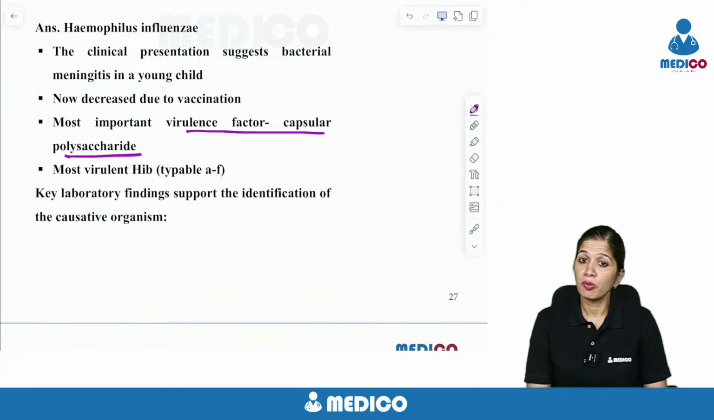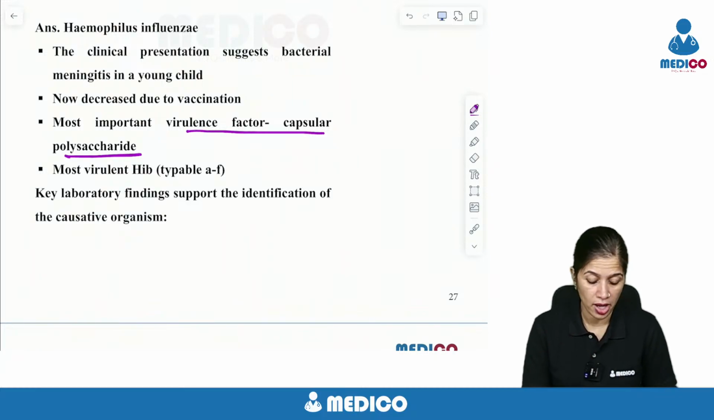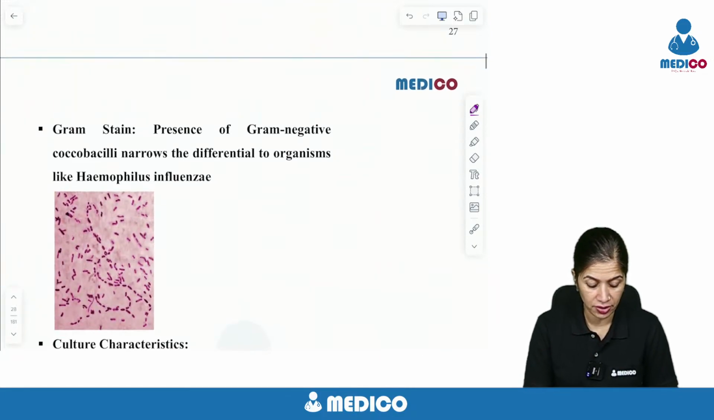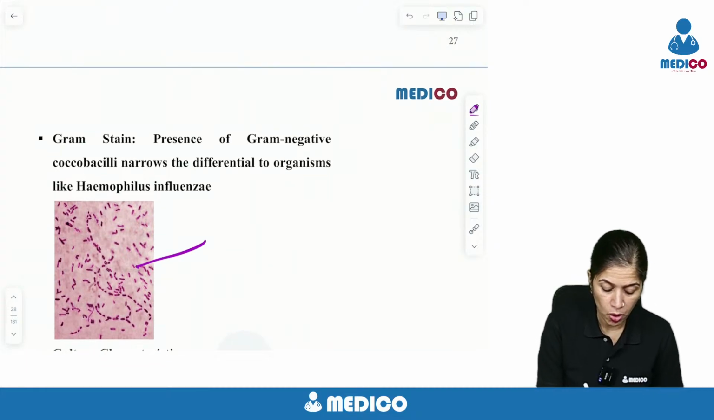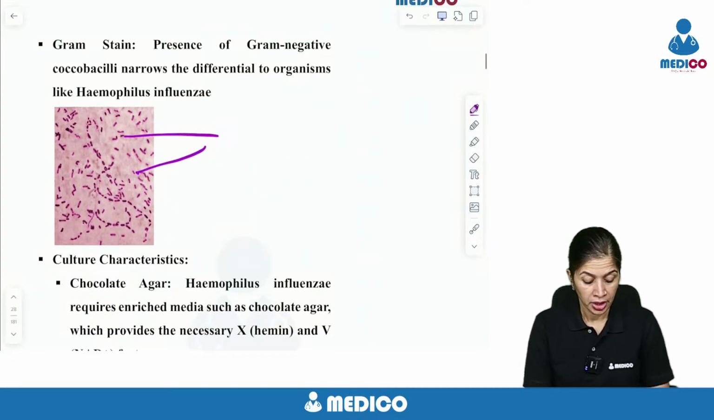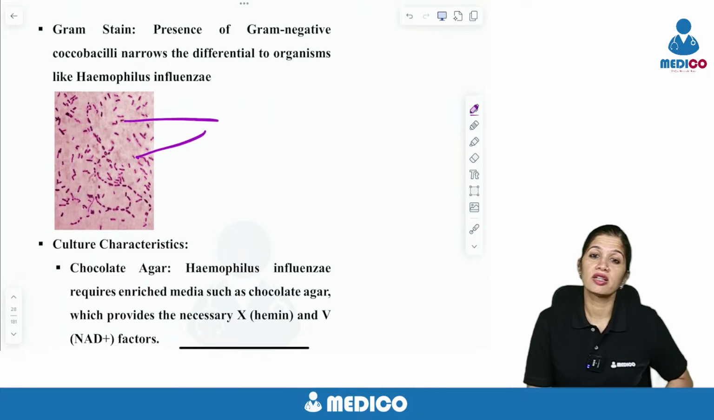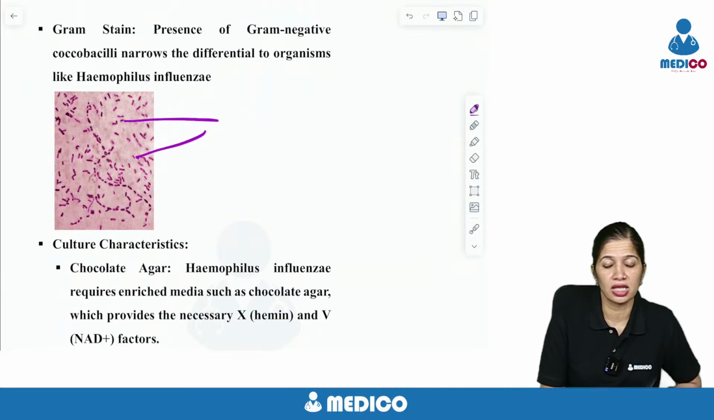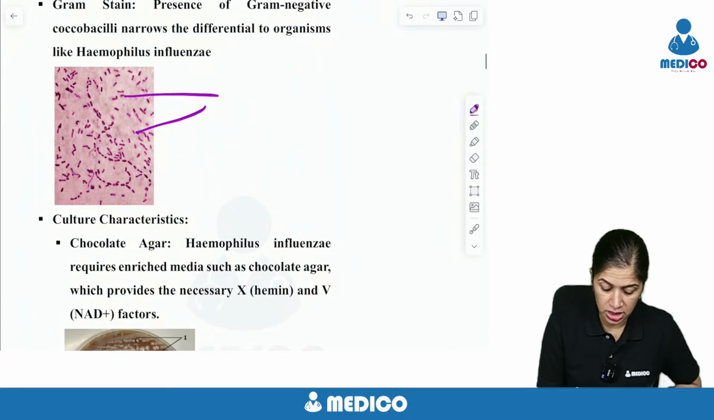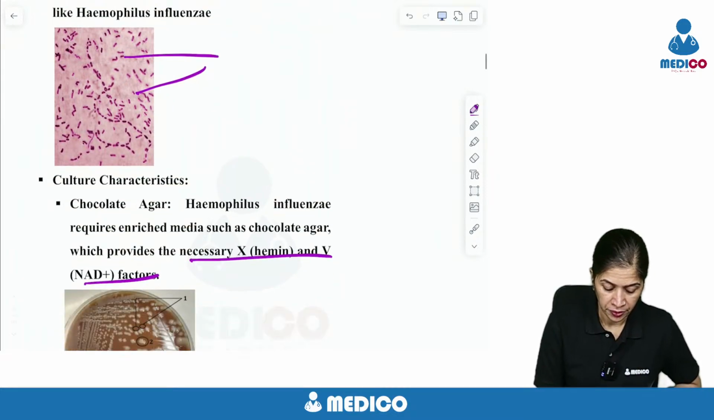And what are the key laboratory findings that help you to support this? One is gram-negative coccobacilli. Yes, in gram stain, you can see them as small gram-negative coccobacilli. Then on chocolate agar, Haemophilus influenzae is a little fastidious. It requires factor X and factor V for growth. Okay, so factor X is hemin and factor V is NAD. So these factors are required for growth.